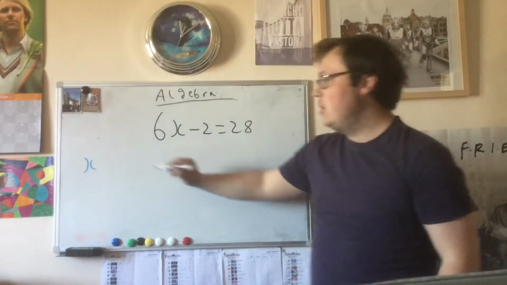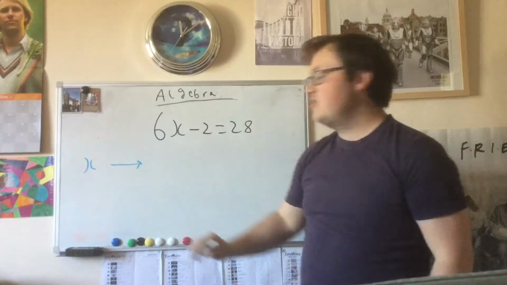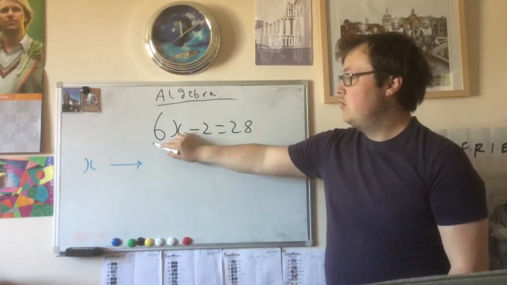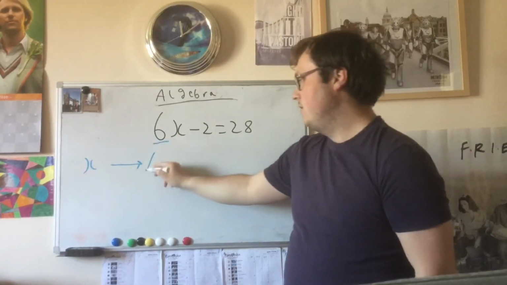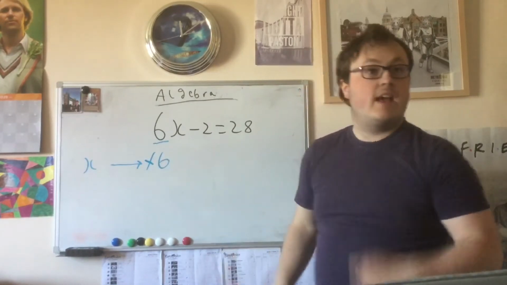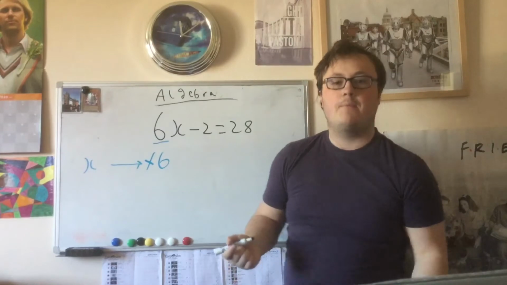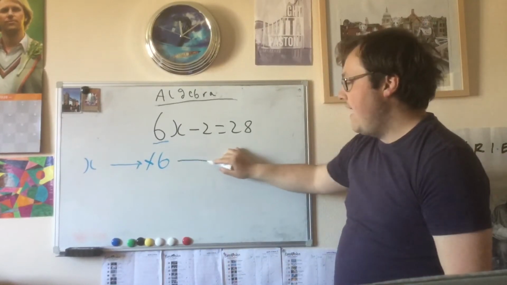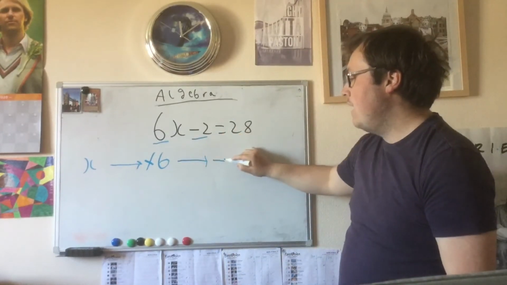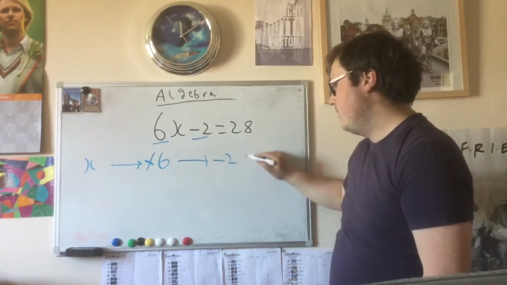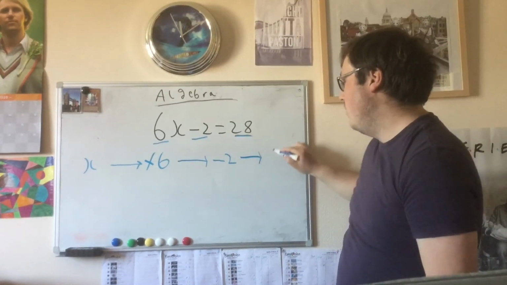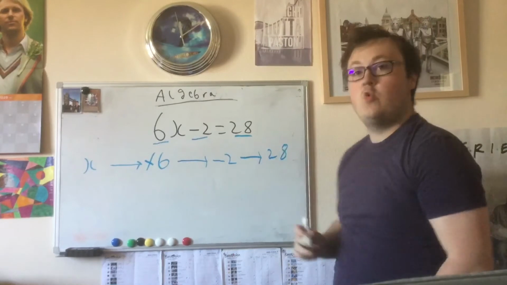What are we doing to x first? We're timesing it by 6, because that means 6 times x. It's just an easier way of saying it. Then we're minusing 2. And from that, we get 28.